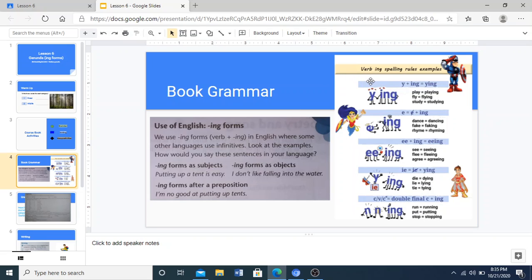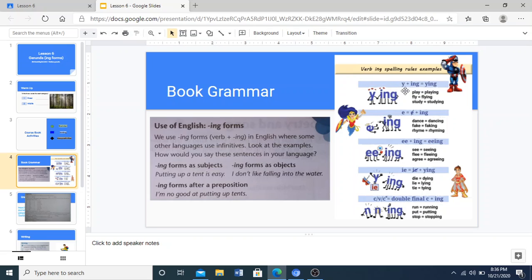So, verb -ing spelling rules. These are the spelling rules. Like I said in the beginning of the class, there are certain rules to adding -ing to infinitives, that is, the purest or simplest form of the verbs. So here we look at some of these rules.